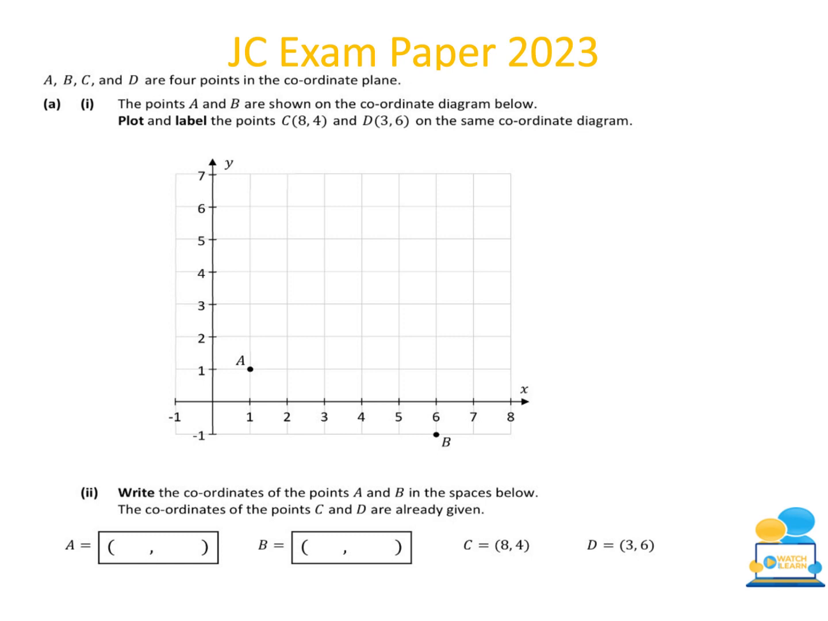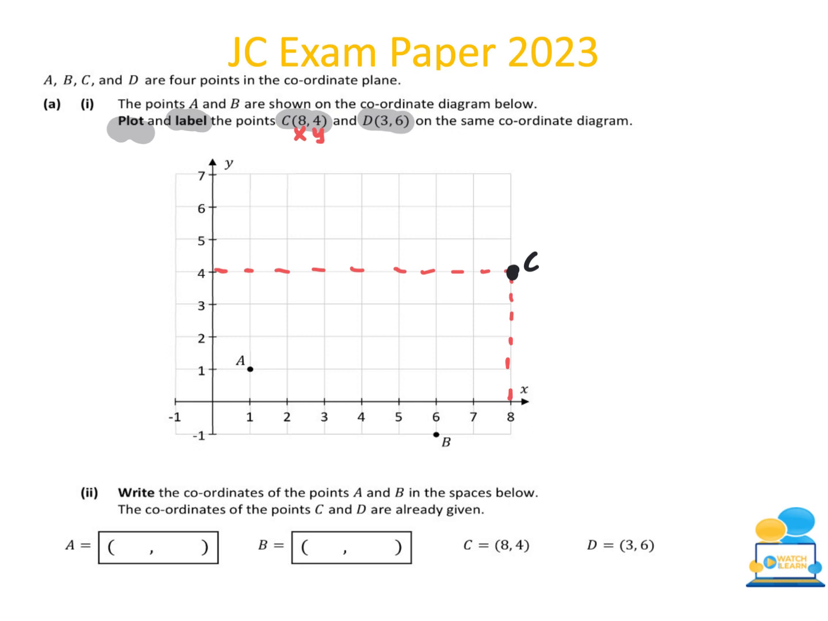So this question has asked us to plot and to label the points C, which is (8, 4), and D, which is (3, 6). From what we said before, when we look at the point C, X comes before Y. So on the X-axis, we're going to plot 8. And on the Y-axis, we're going to plot from 4. And there's my point C. So we're going to label a circle and then label point C.